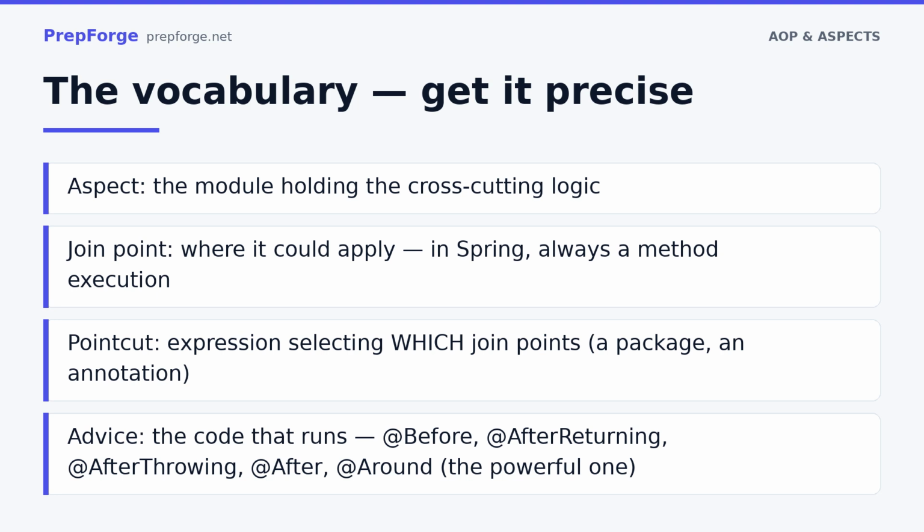And advice is the code that runs at a matched join point, with this type fixing the timing: @Before, @AfterReturning, @AfterThrowing, @After, and the most powerful, @Around, which wraps the call entirely and can inspect arguments, short circuit, modify the result, or add retry and timing logic.